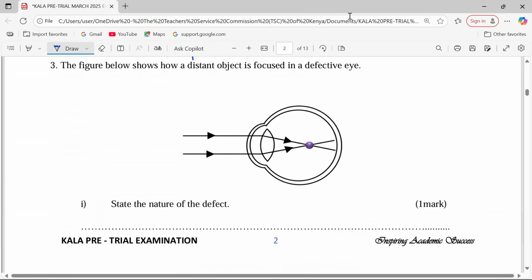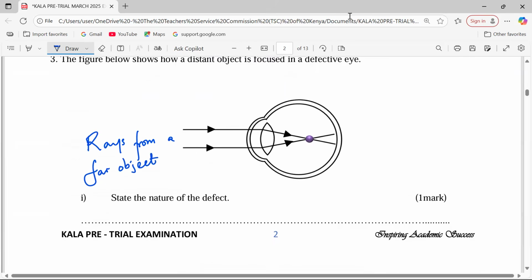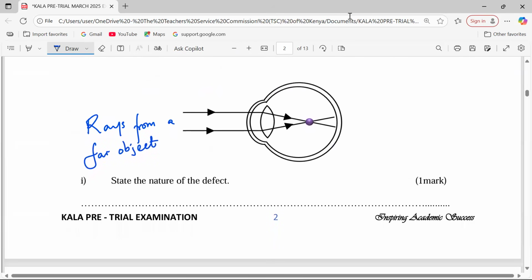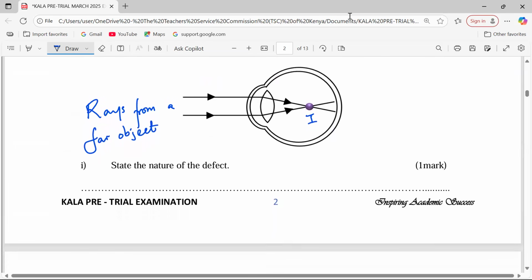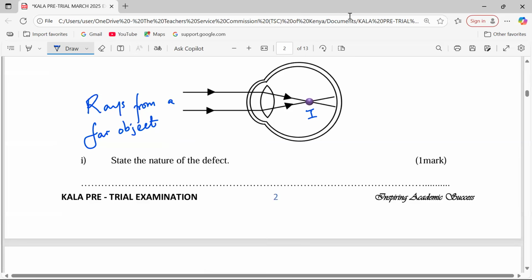State the nature of the defect. According to the rays, which are parallel here, the rays are from a distant object. If these are rays from a far object, you can see very well that the image is not being focused at the retina, the rays are meeting before the retina. State the nature of the defect. If far objects cannot be focused at the retina, then this person is short-sighted. So this is short sight.